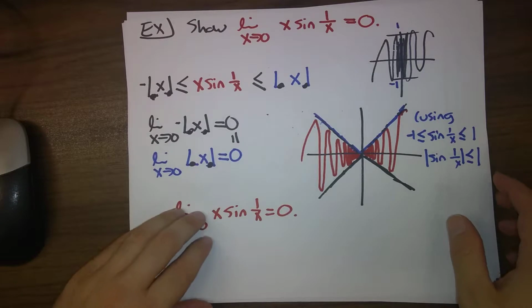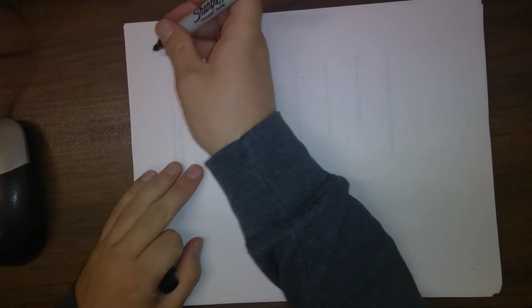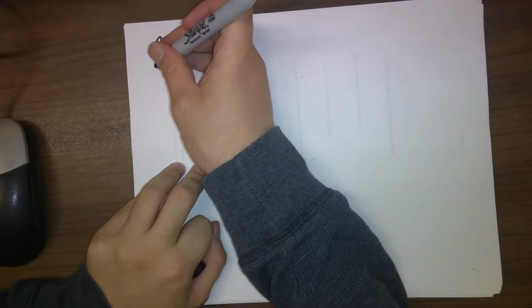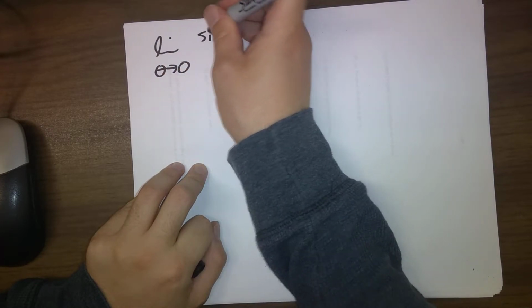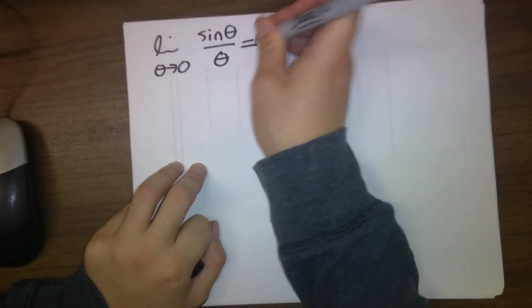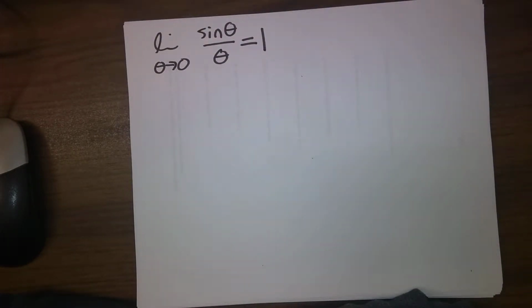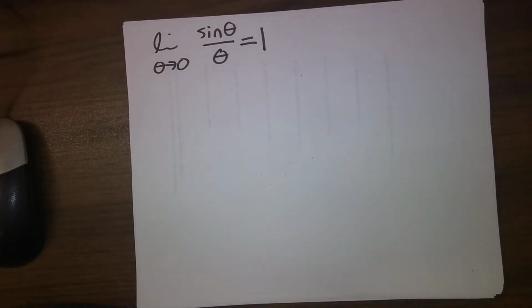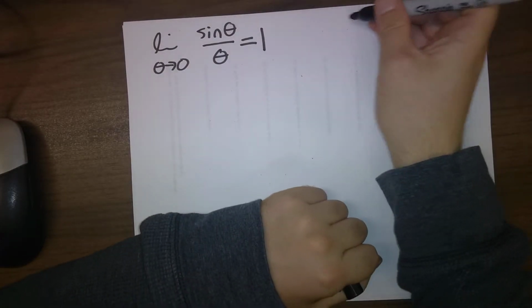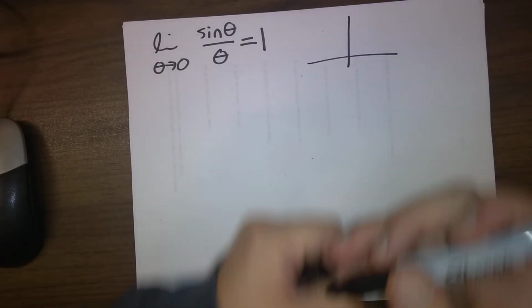So in this video now, the most important thing that we're going to do is use the squeeze theorem in order to show that the limit as theta goes to 0 of sine theta over theta is equal to 1. So back in section 2.2, when we first started to explore what is a limit, and we had the definition of a limit, we saw how we could examine limits by graphing them or by figuring out values and stuff like that.